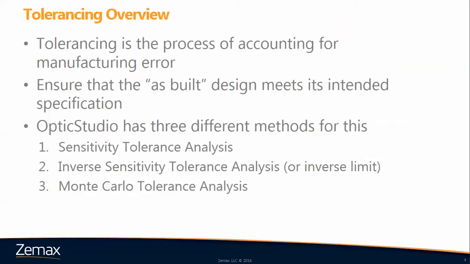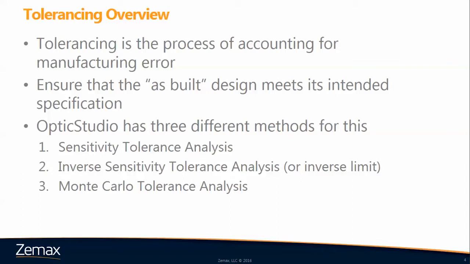So let's start with the tolerancing overview. So tolerancing is about accounting for manufacturing error so that the as-built design meets its intended specification.